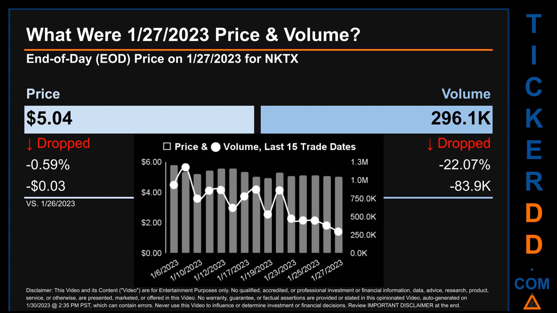The graph shows price and volume for the last 15 trade dates. Across a range of 84 cents, the max and minimum end-of-day price were respectively 5.79 and 4.95. Volume saw a range of 882.6 thousand, from a day low of 296.1 thousand to a day high of 1.2 million.